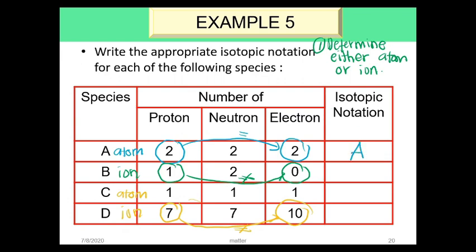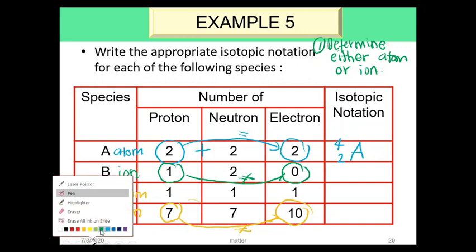Element is A, the number of proton is 2, and the nucleon number is the sum of the number of proton plus the number of neutron, which is 2 plus 2 equals 4. Okay, we'll do the species B together.